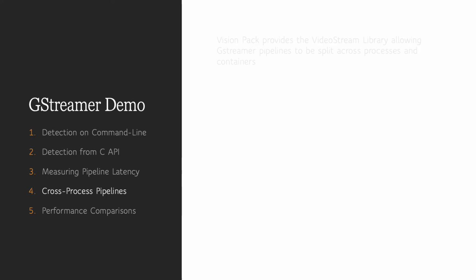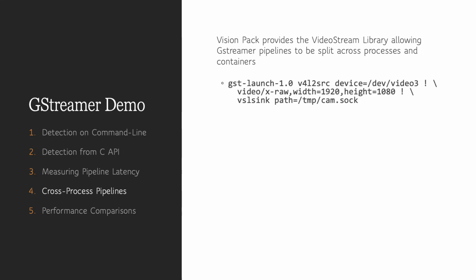Now, cross-process pipelines are also a useful feature, and they're easily achieved using the VideoStream library, which is part of VisionPack. We'll show a quick command line example. VideoStream can work from C APIs and from Python. It also includes a GStreamer plugin, which allows you to mix a pipeline that could start in GStreamer, go through a native application, and back into GStreamer. The mixing and matching can be between different processes or different containers.